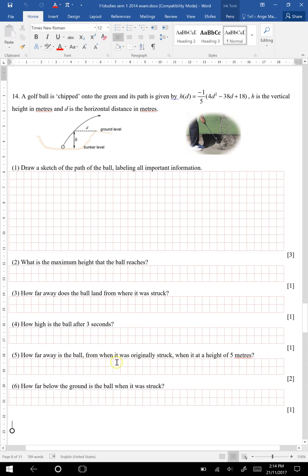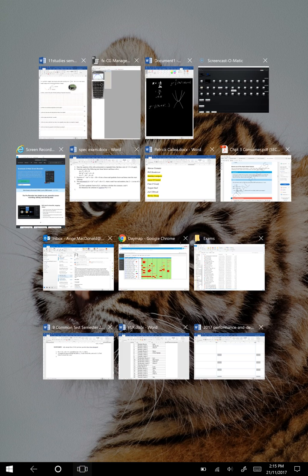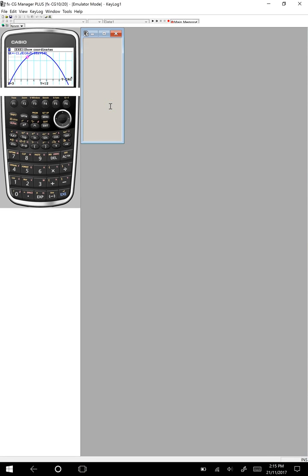How far away is the ball from when it was originally struck when it is a height of 5 meters? So we go back to our calculator. It's now a height of 5 meters, so that's your Y value. So you're wanting to do an X calc, correct? So G-solve, more, we're doing an X calc. We pop in the 5, and this is what we were just talking about before, that we've got one value here, but we can see clearly there's going to be another value over the other side. So push my arrow and go like that.